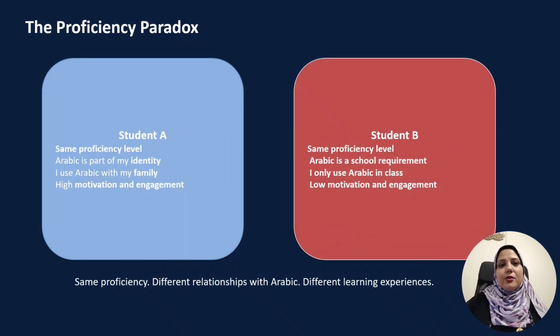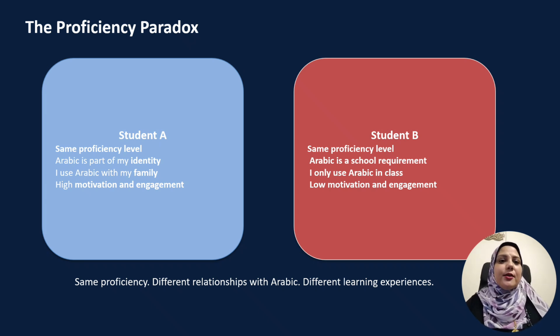Imagine two students, student A and student B, with exactly the same level of Arabic proficiency. According to traditional approaches, they would be grouped together because they appear academically similar. However, their learning experiences can be completely different. Student A, for example, sees Arabic as part of their identity and uses it with family members. Arabic has personal meaning, which often increases motivation and engagement.